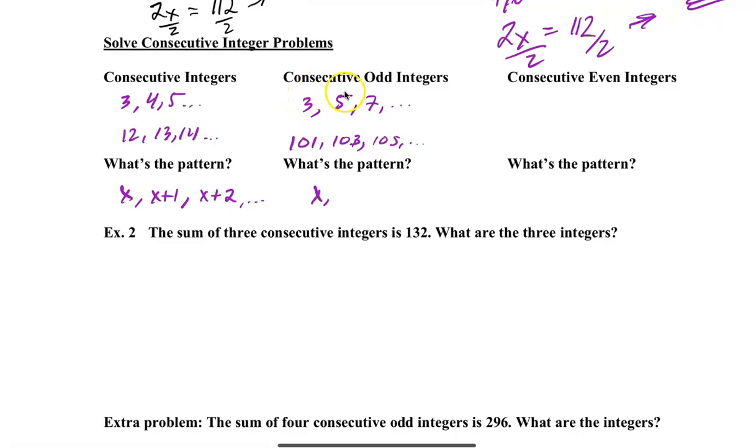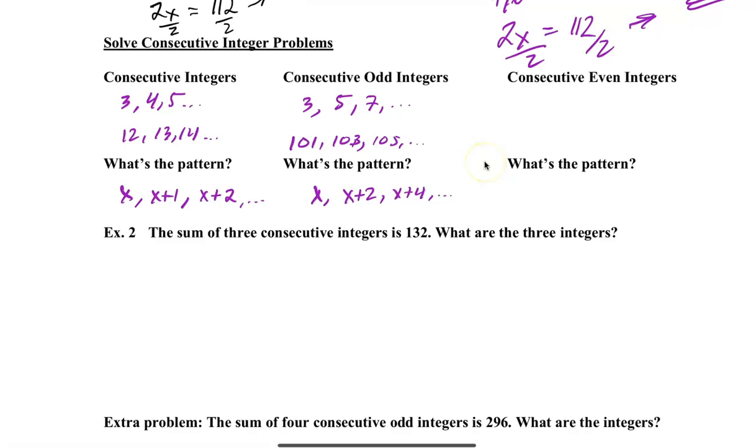And then how do you go from 5 to 7? You add another 2. So this will be x plus 2, x plus 4. Right, you're changing by 2 every single time. Over here, you're just changing by 1 every single time. So you're adding 1 to each term. Over here, we're adding 2 to each term.